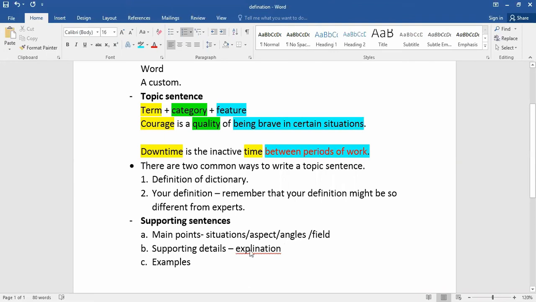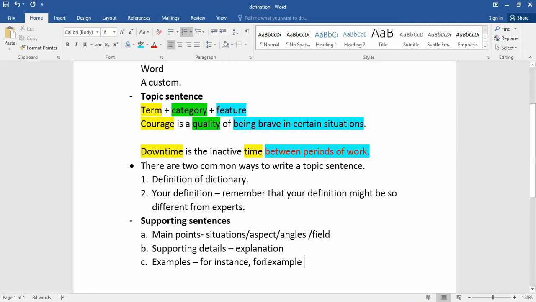So it can be explanation. And you know how to write examples. Examples have some words if you want to write them. For instance, for example. So these are the words, and it is not necessary to repeat them, you know them. For example, and so on.